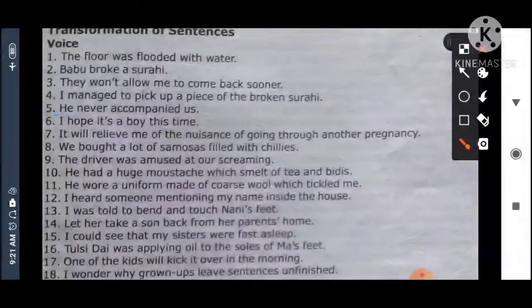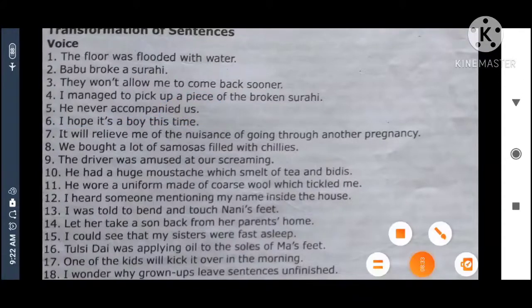He never accompanied us. Accompany is your verb, so us is your object. So we were never accompanied by him. Why were? Because the verb is past, so you have to use was and were. Here I am using were because us यानी कि we and we यानी कि plural, were also plural, so both complete each other.